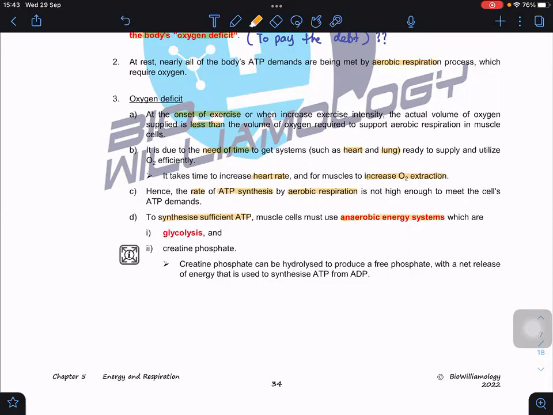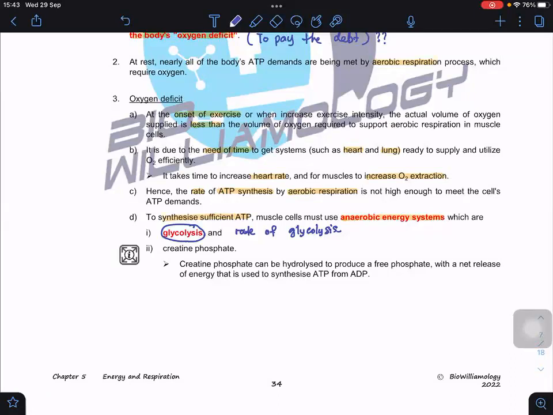What does anaerobic energy system mean? We only depend on glycolysis, so we increase the rate of glycolysis. Are you clear? Why do we need to do this? Because every time we have glycolysis, we produce a small number of ATP. At rest, glycolysis may take place at very low rates. But now, in order to meet the demand, we increase glycolysis so that we have more ATP.